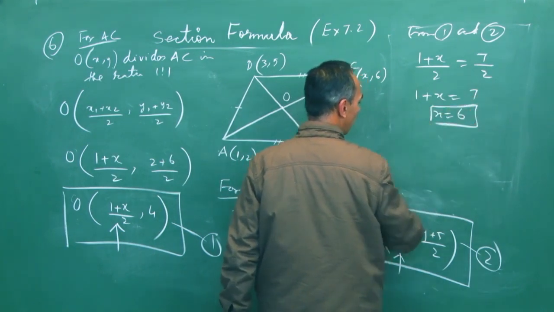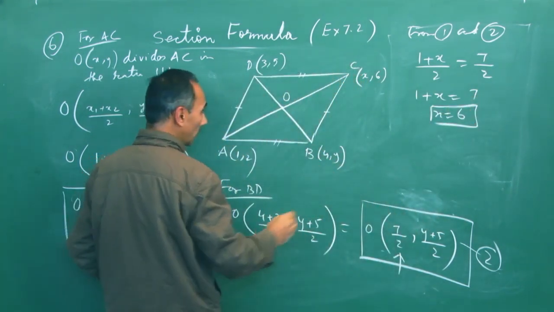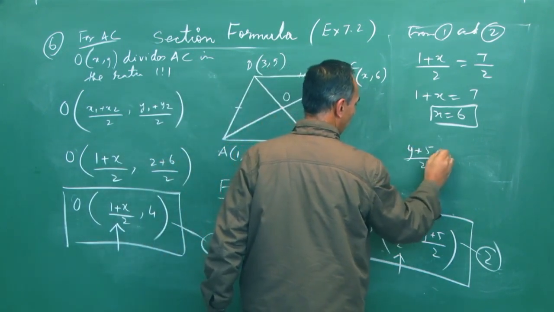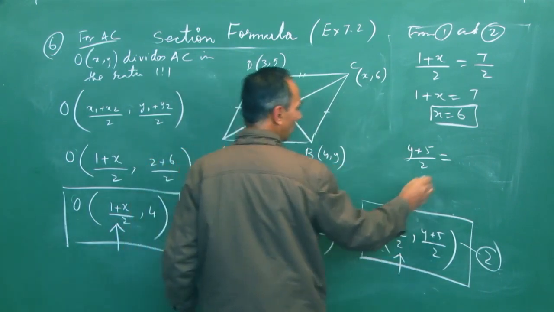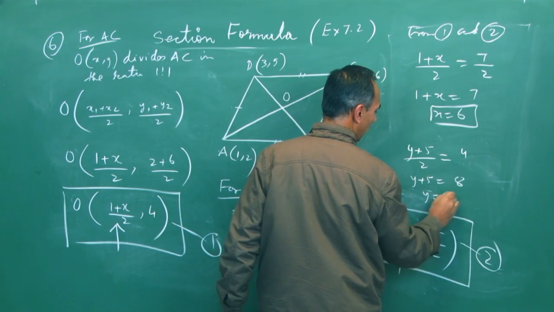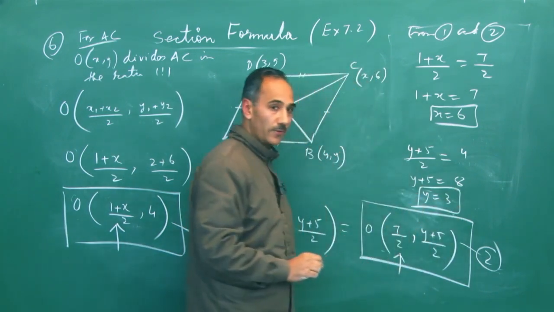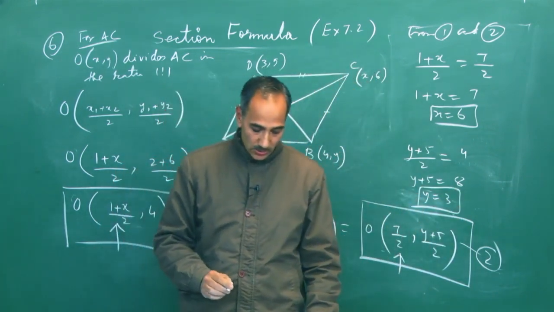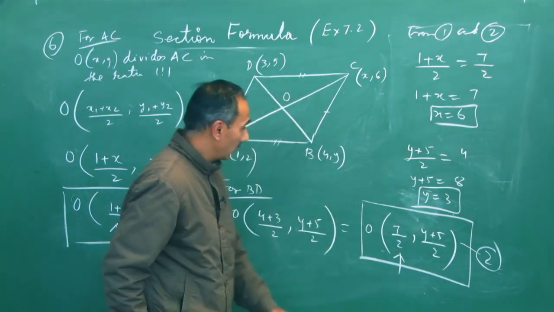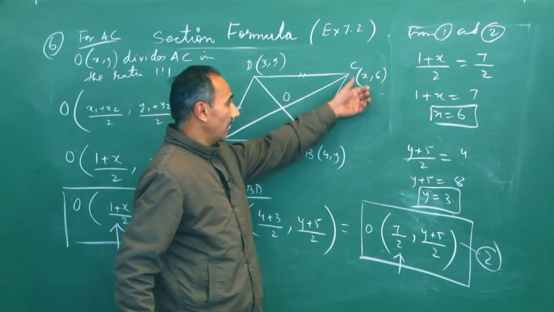So we got the x value. Similarly, 4 is equal to y plus 5 upon 2. That means y plus 5 is equal to 8. That gives you y equal to 3. So these are the values of x and y. That way we have found the y coordinate of B and the x coordinate of C.